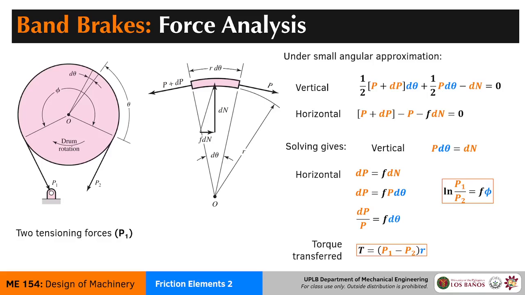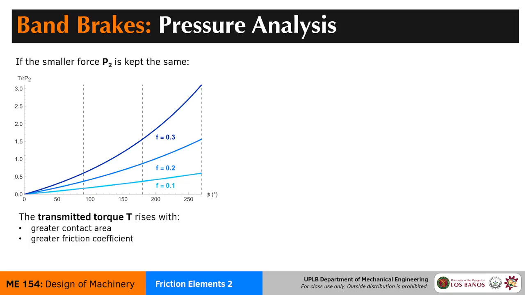All right, we have these equations. What do they mean exactly? So we're going to go into this little graph. We're going to assume in this graph that P2 is going to be kept the same, but we are going to increase the friction factor of the band or the belt material.